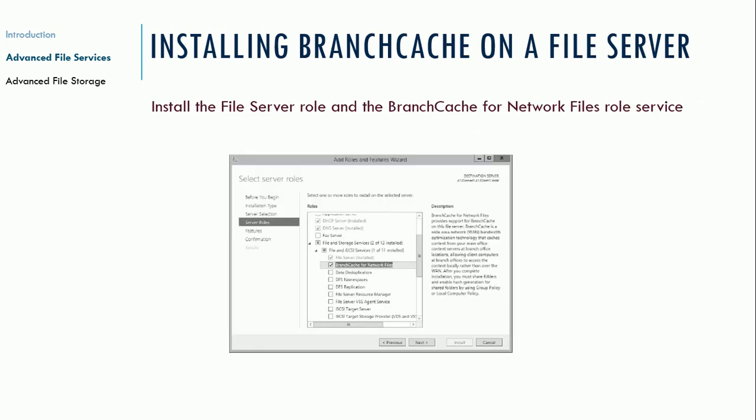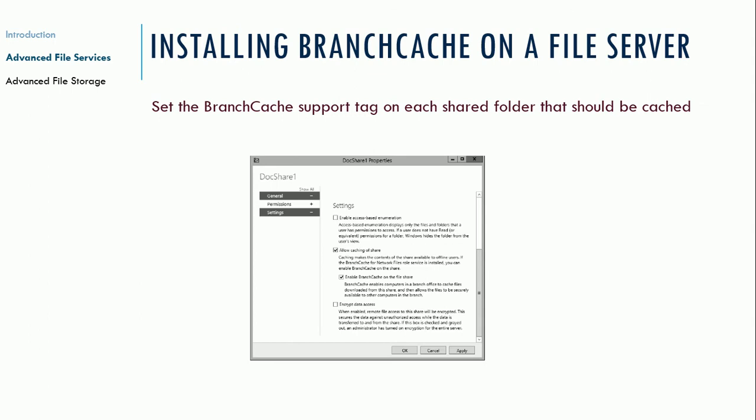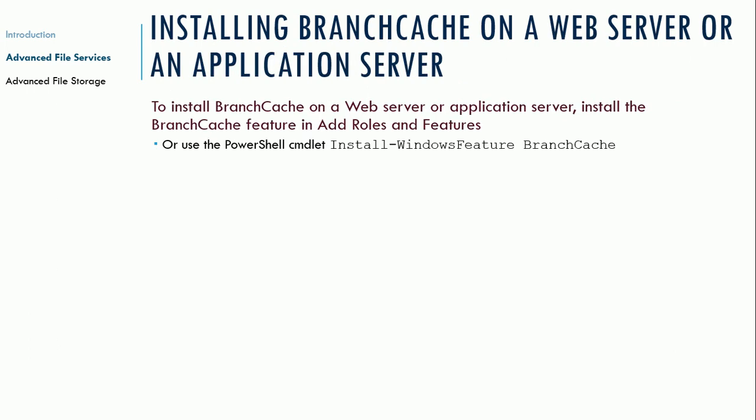So to install the role, just like any other role in Microsoft Windows, you're going to go into File and Storage Services, and you'll find branch cache listed in that list of services. And then when you do that, you'll have some additional options, like setting up the hash publication, for example. You have the support tag for each shared folder that should be cached, so you have to tell it which shared folders you want to cache. And then if you're going to use IIS, you have to run the PowerShell commandlet to install the feature for branch cache for IIS.